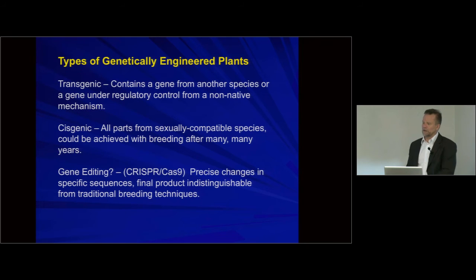The other way to think about genetically engineered plants is to talk about the way in which the parts come from. Typically when we talk about genetically engineered plants, we'll refer to them as transgenic. This means that there's been a gene that's moved from another species, or maybe the regulatory control region from another species. In this case, having the cauliflower mosaic virus promoter driving GFP expression would be an example of a transgenic mechanism. Cisgenic is when we talk about plants with all the parts, all the genes coming from sexually compatible species.